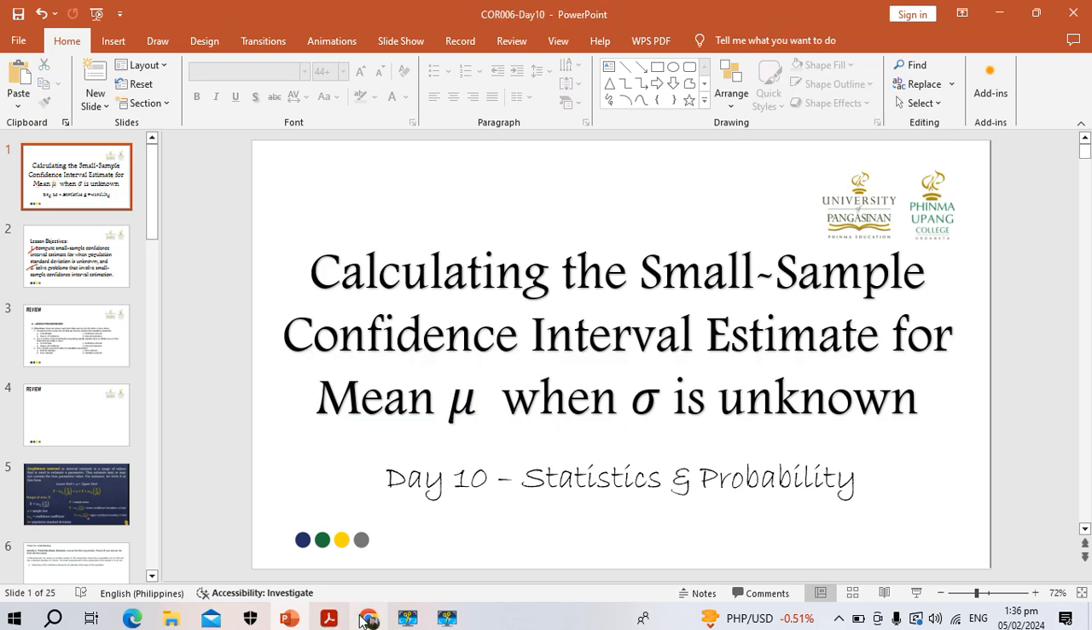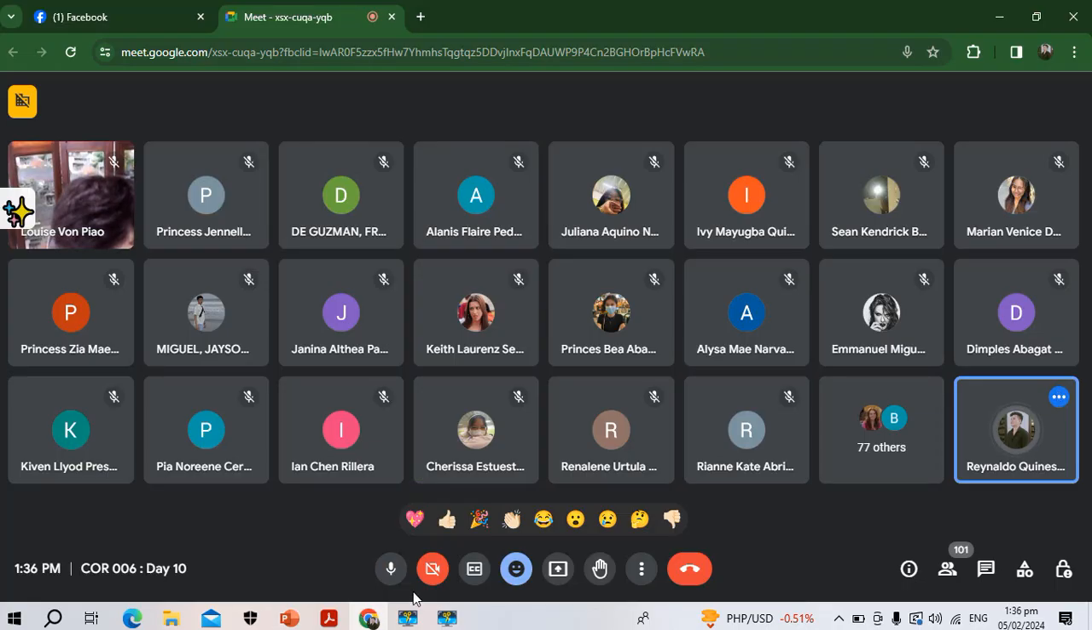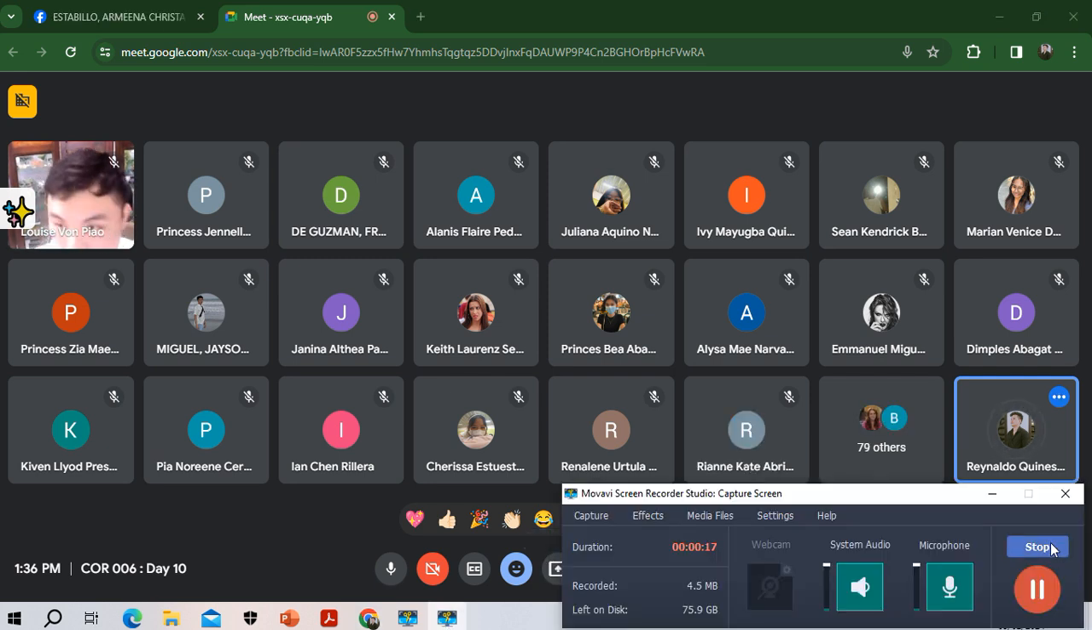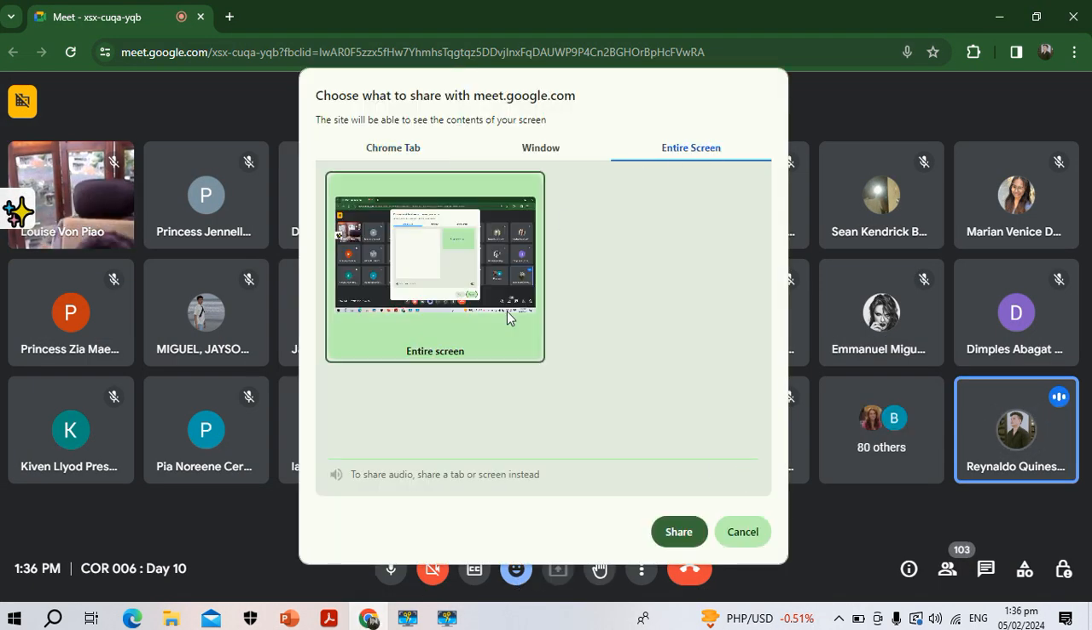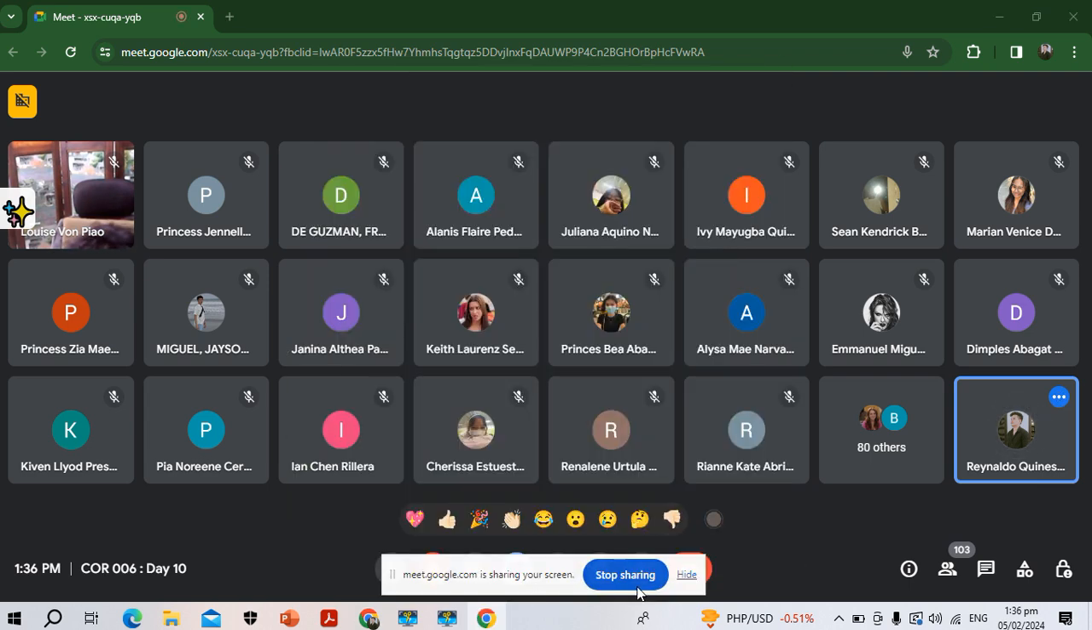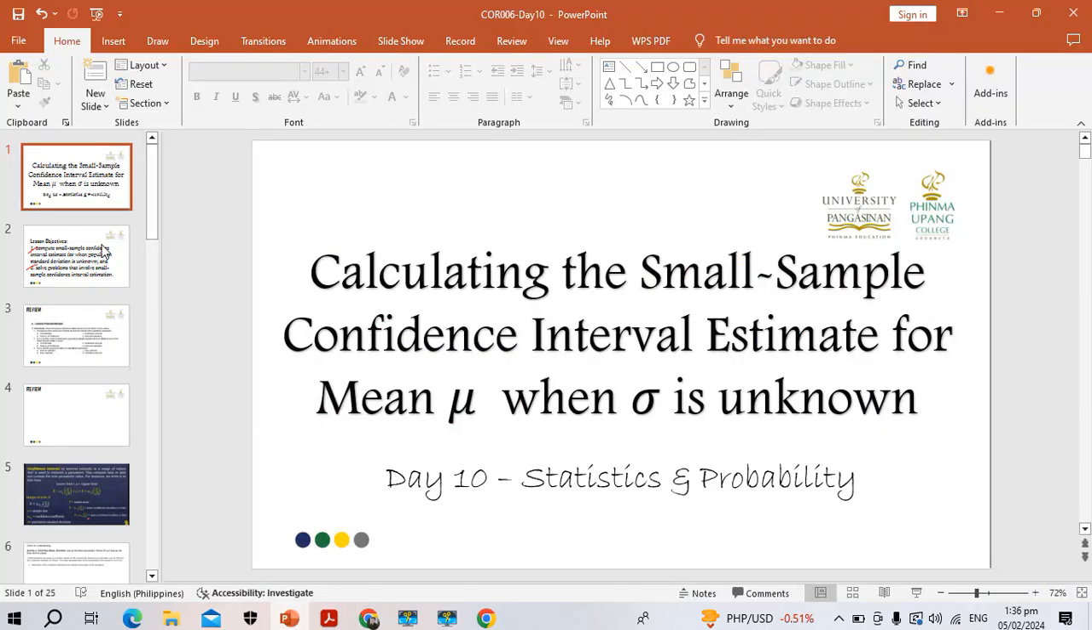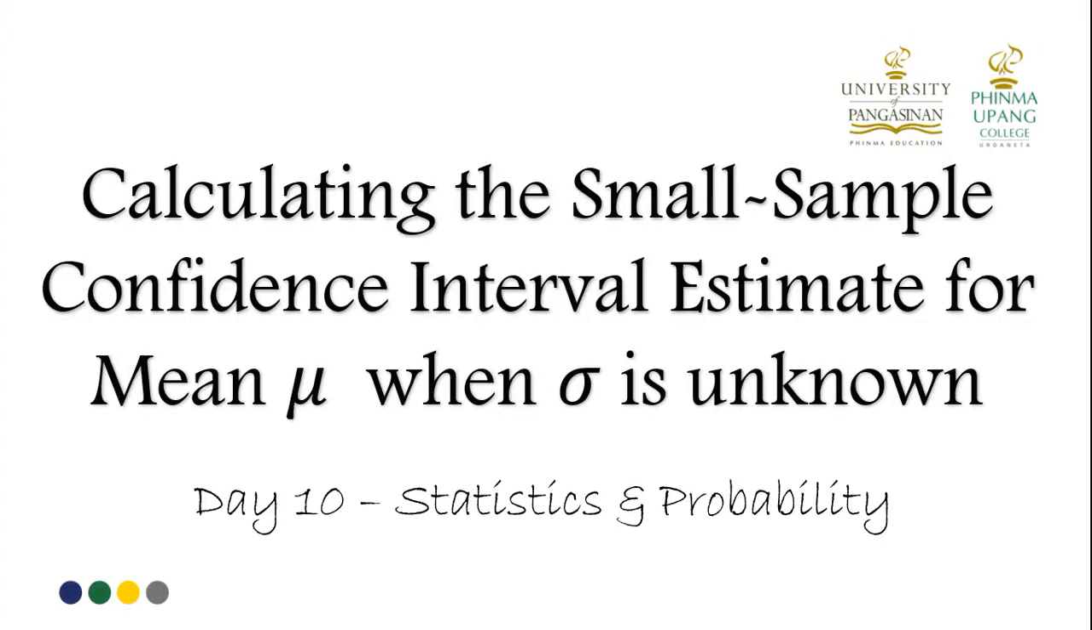So we're now on day number 10 or module number 10. Naka-record na ba tayo? Ay, nag-record na. So we have here entire screen. Hide, and then Von, okay na ba, Von?